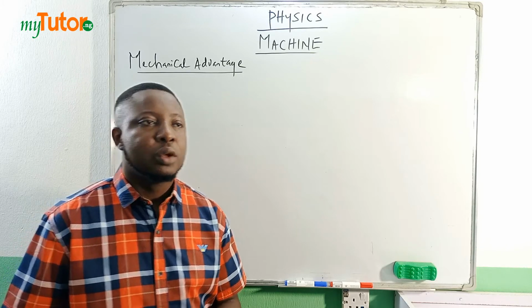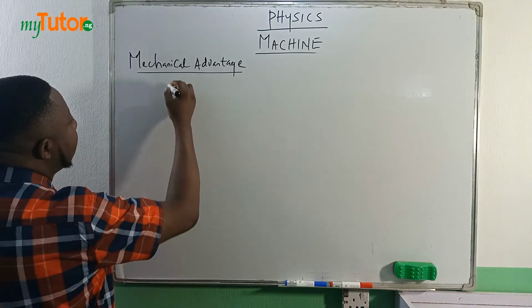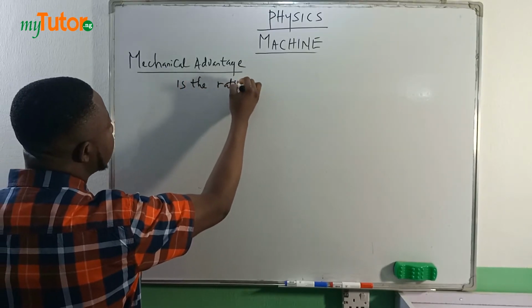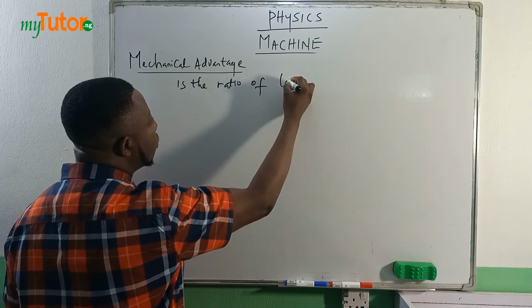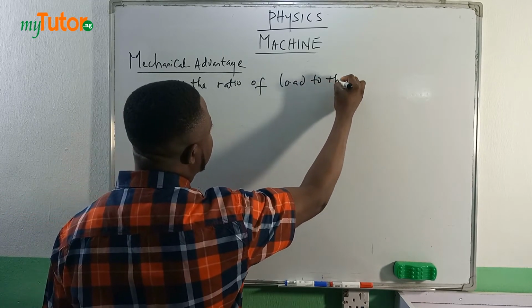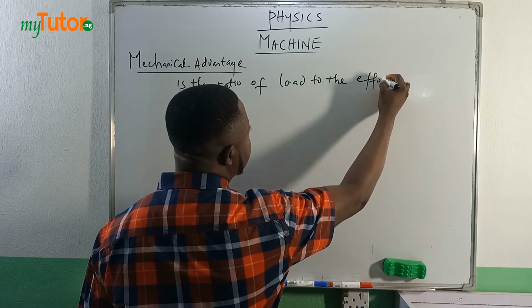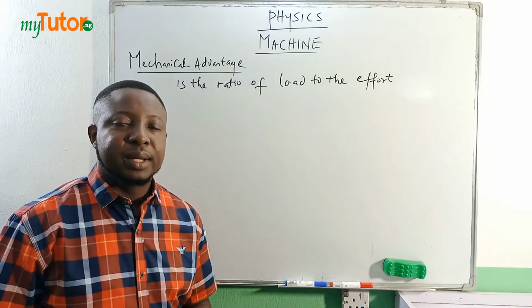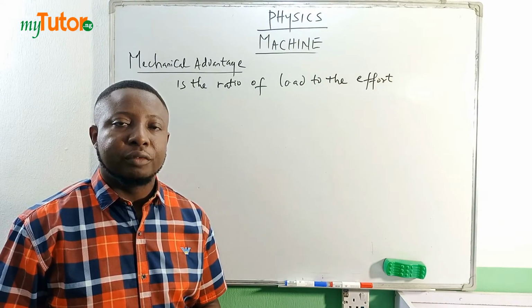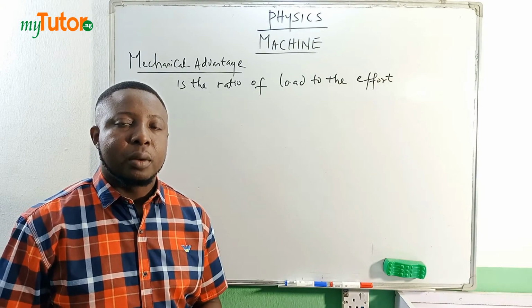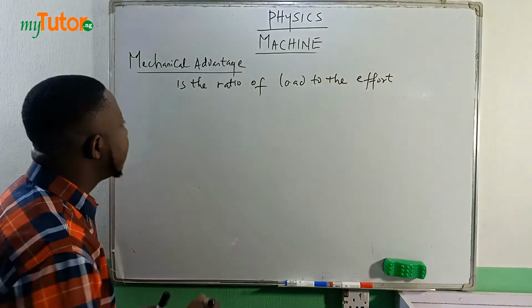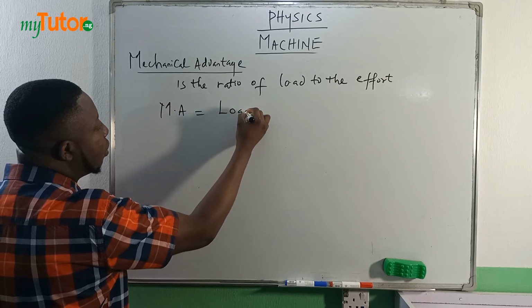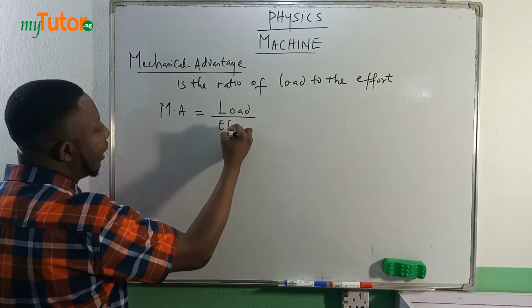Mechanical advantage is also called a force ratio, which implies that it is the ratio of the load to the effort. So by definition, we can say that mechanical advantage is the ratio of the load to the effort. So mathematically, mechanical advantage, MA, is equal to load divided by effort.